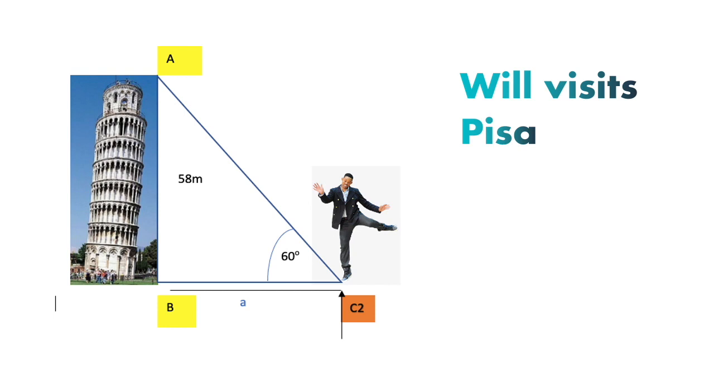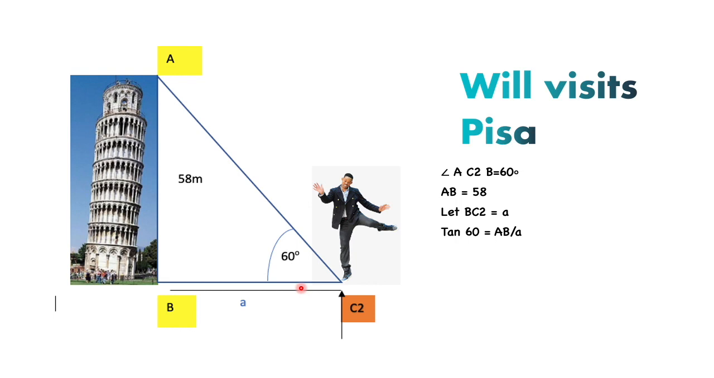Let's look at the next triangle. So we can see that the angle AC2B is 60 degrees. We know that AB hasn't changed, it's the same, the vertical height is still 58 meters. Let BC2 equal A. Tan 60 equals AB, which is the opposite, over A, which is the adjacent.